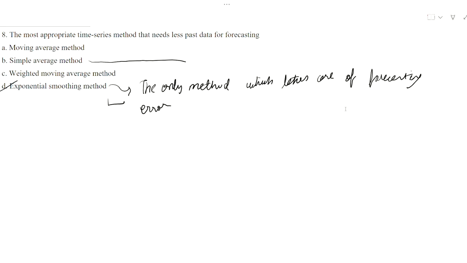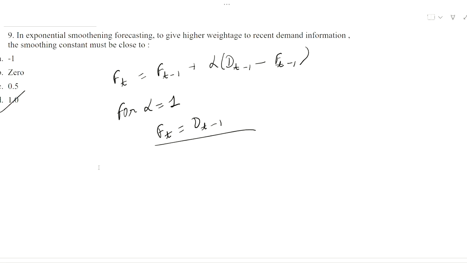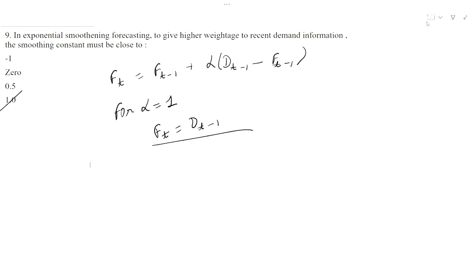Next is the exponential smoothing forecast. Higher weightage is given to the recent demand information, so the smoothing constant must be close to 1.